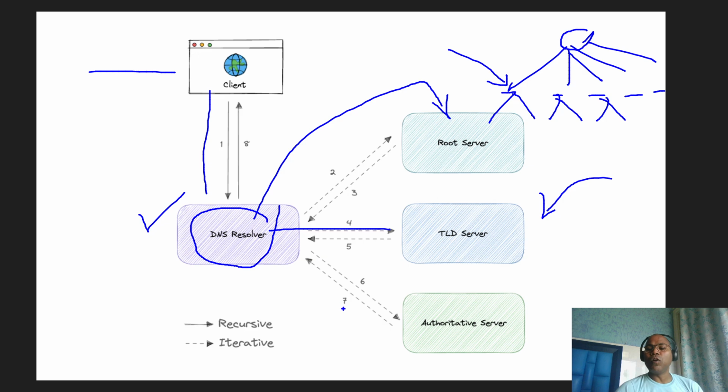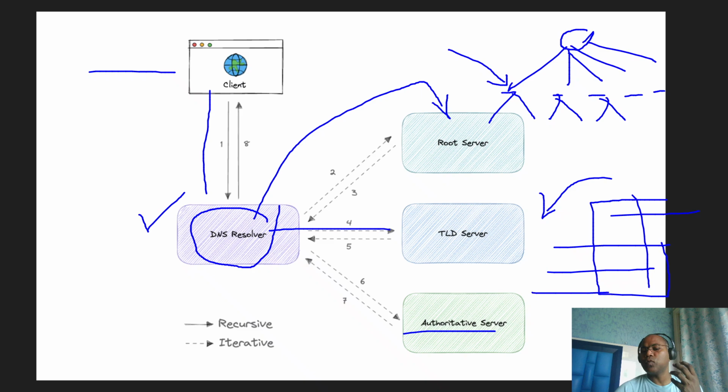Then this top level server is going to talk to your authoritative server, because the authoritative server is where all the mapping of your domains and IP addresses is stored. Okay, so now the top level identified, hey, this is our particular domain, and now we need the data where it is stored. They are going to talk to your authoritative server. Now your authoritative server already has the mapping between your domain name and the IP address. Now we can get the IP address.